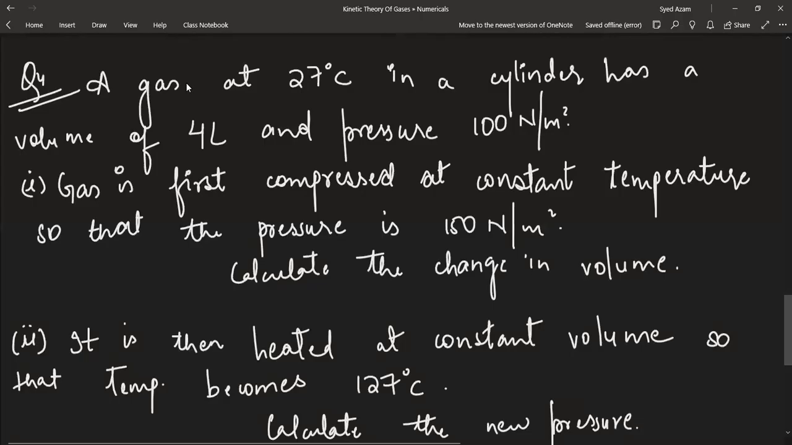See, this says that a gas at 27 degrees Celsius in a cylinder has a volume of 4 liters. Pressure is 100 Newton per meter square. So volume is 4 liters and pressure is 100. This is what we have, V and P, meaning P1 and V1. It is saying now pressure is this. What is the new volume? Temperature is constant. Can anyone tell which law this is?